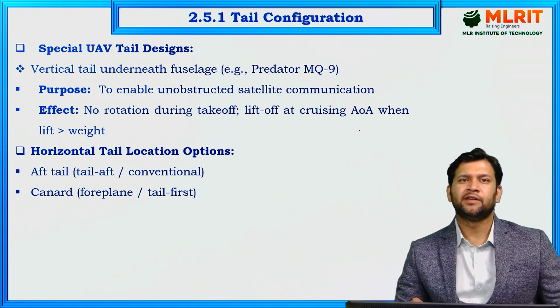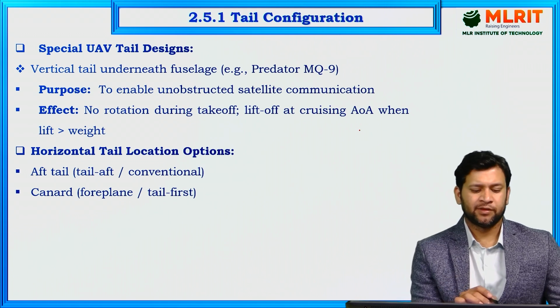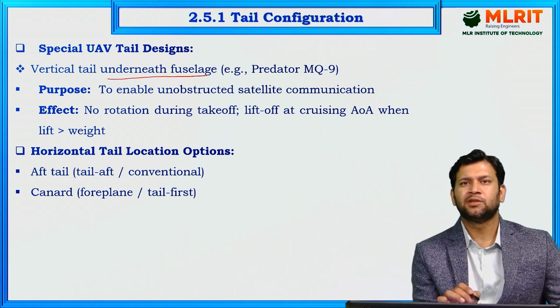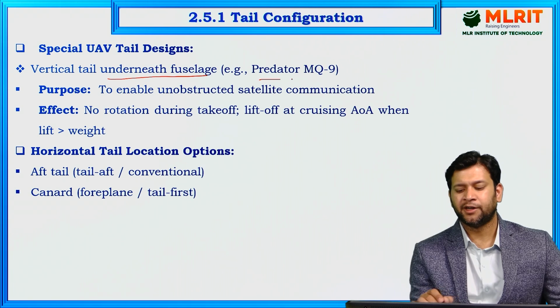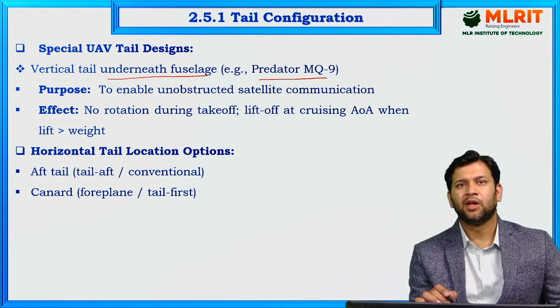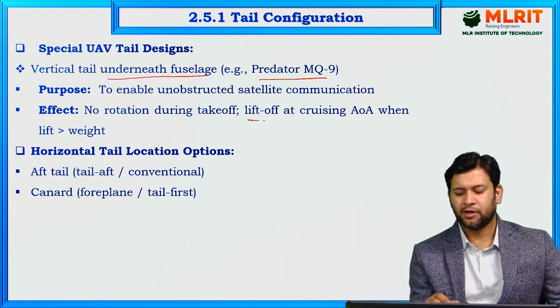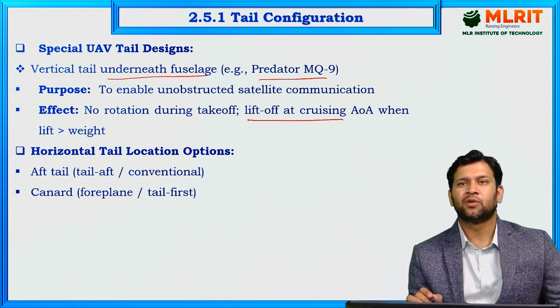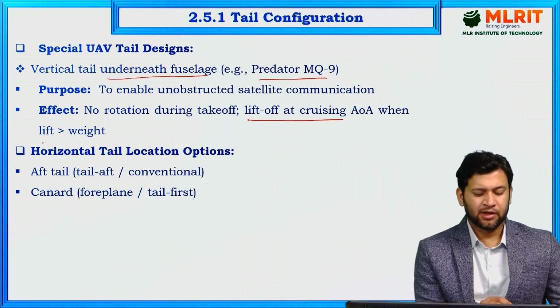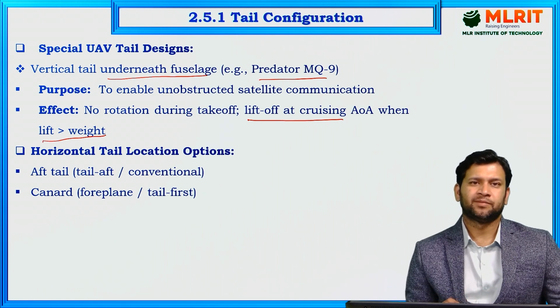Special UAV tail designs: vertical tail which is underneath the fuselage. For example, in the Predator MQ-9 unmanned air vehicle, the purpose is to enable unobstructed satellite communication, and it affects no rotation during takeoff, and it lifts off at cruising angle of attack when lift is greater than the weight.